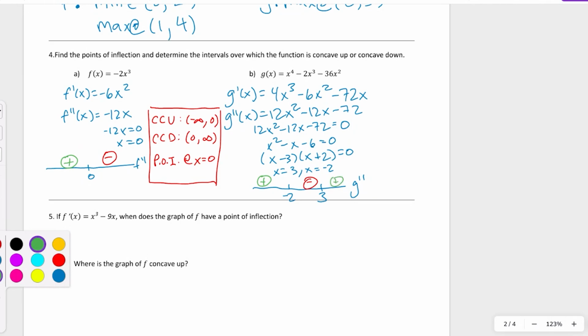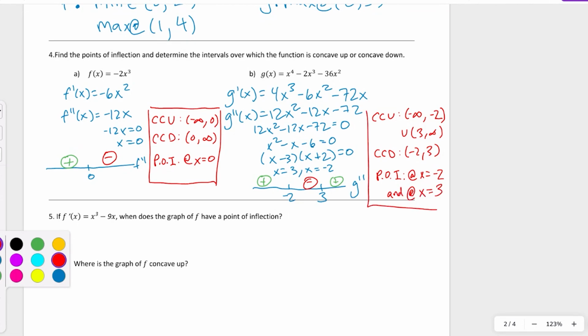Okay, so we're going to be concave up on two intervals, -infinity to -2 and 3 to infinity. We're going to be concave down in that middle interval between -2 and 3. And we actually have 2 points of inflection because we have 2 sign changes here. So we have a point of inflection at x equals -2 and at x equals 3. Should have given y'all more room for that one, I think.